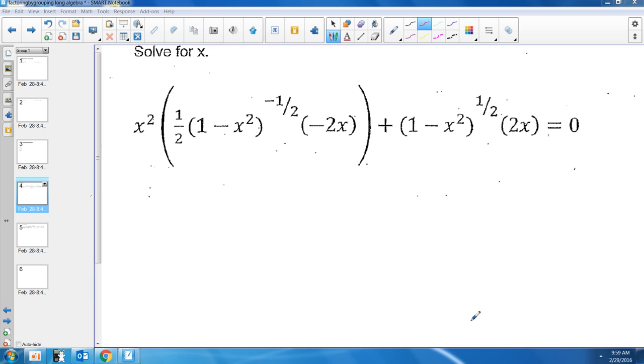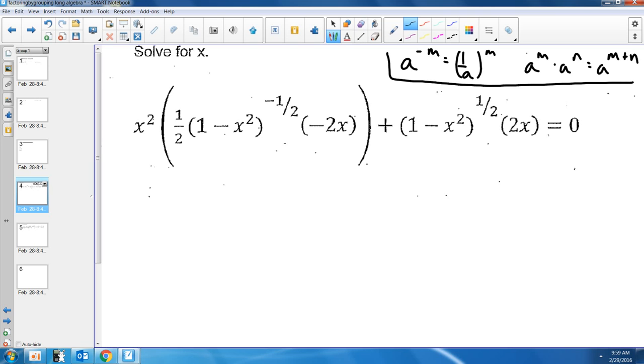A couple of rules to keep in mind as we go through would be a to the negative m equals 1 over a to the m power, and a to the m times a to the n is equal to a to the m plus n. We'll use those in one way or another. Now, when we go through this, we want to simplify it before we do anything major.